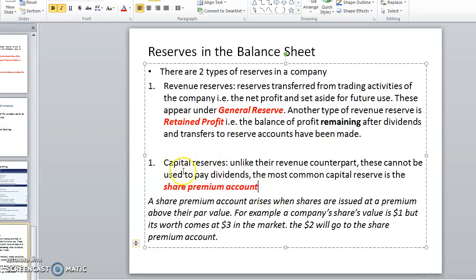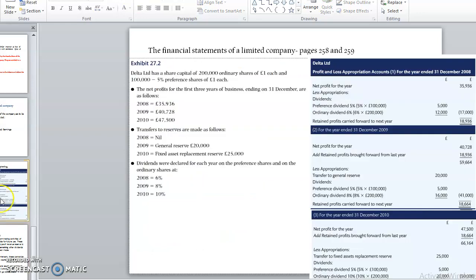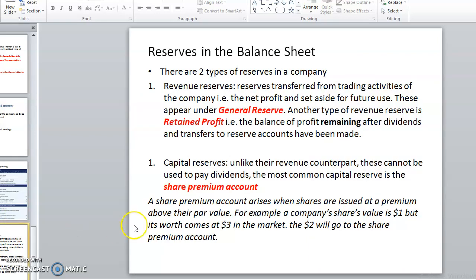So the money in the capital reserves is not used to pay dividends. However, the money you were paying here from your revenue reserves, from your profits, these were the revenue reserves we were talking about. And these reserves were created from the profits. Now in the capital reserve, however, the most common example is a share premium account.